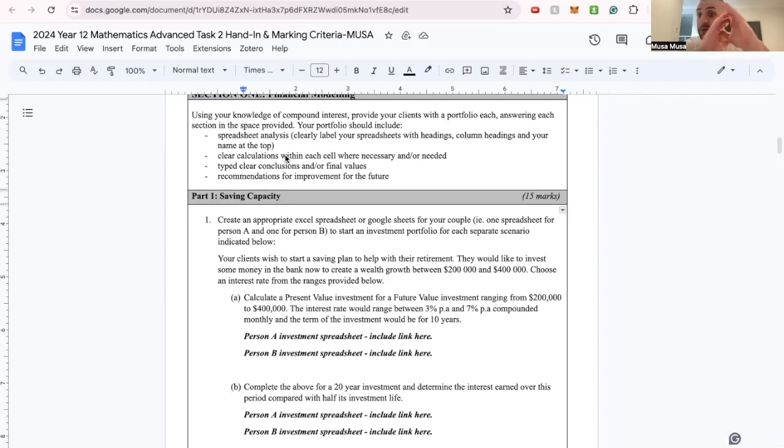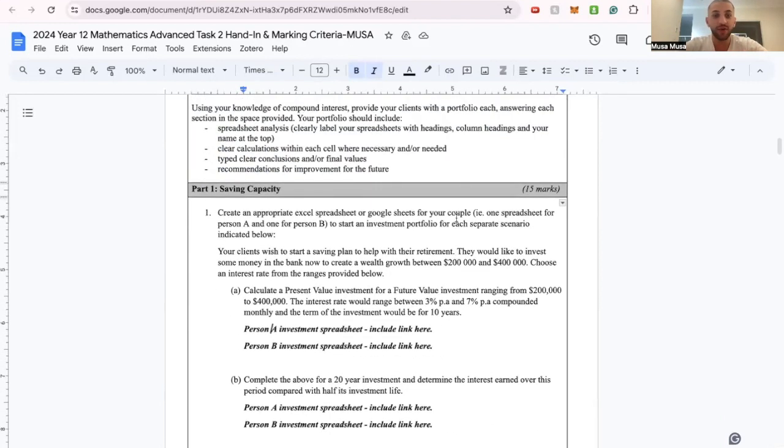Okay. So we won't be using Excel. We'll be using Google Sheets just because it's easier to include links into a Google Doc. But if I keep referring to it as Excel, just know I mean Google Sheets.